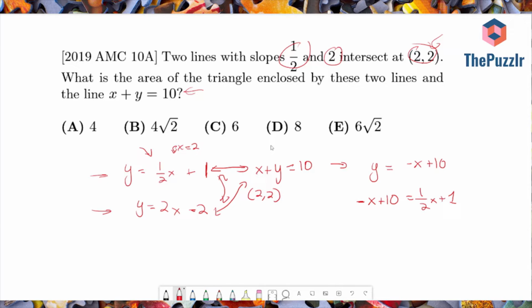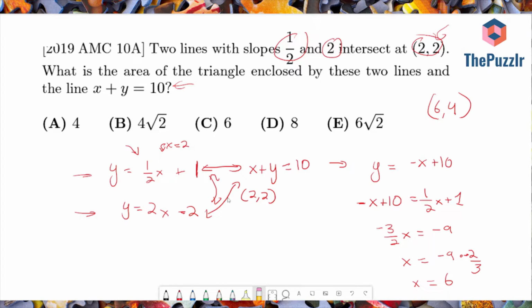Minus x, and then you want to subtract 1/2 x from both sides, so you get minus 3/2 x equals minus 9. So x is equal to minus 9 times 2 over 3, negative 2 over 3. So x is equal to negative 3 times negative 2, which gives us 6. So this point right here would be negative 6 plus 10. So that would be 6 comma 4. If we plug in 6 right here, we're going to get 6 comma 4 as our answer for this one.